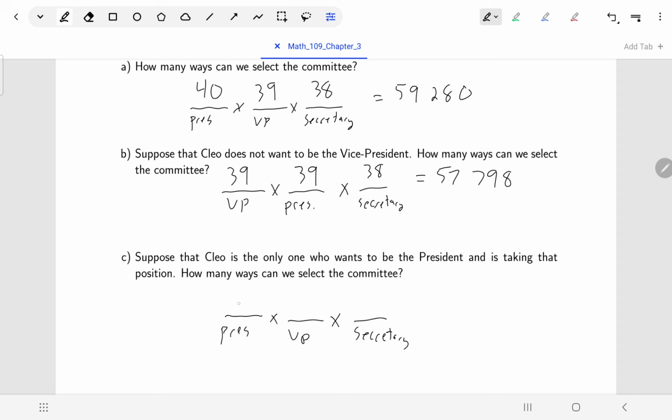So at the very beginning for presidency, Cleo is the only one who wants to be president. So how many people do I have to choose from? Only one, just Cleo, that's it. So now I'll fill in the remaining positions.